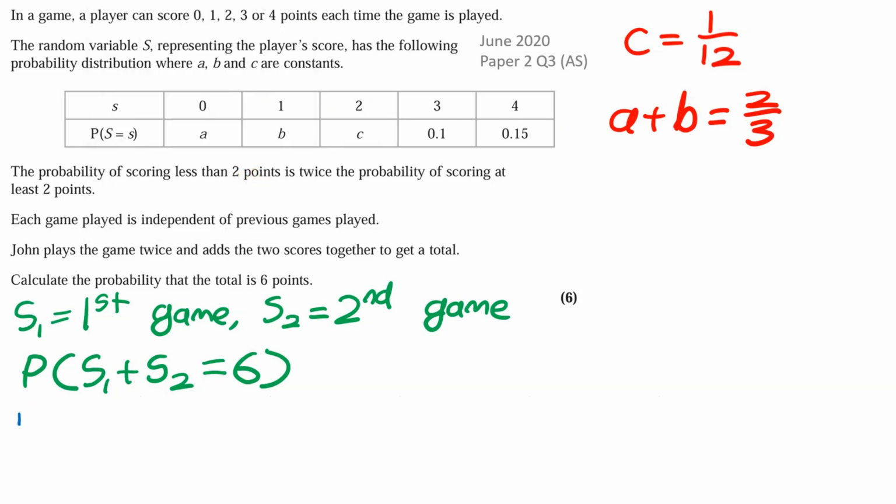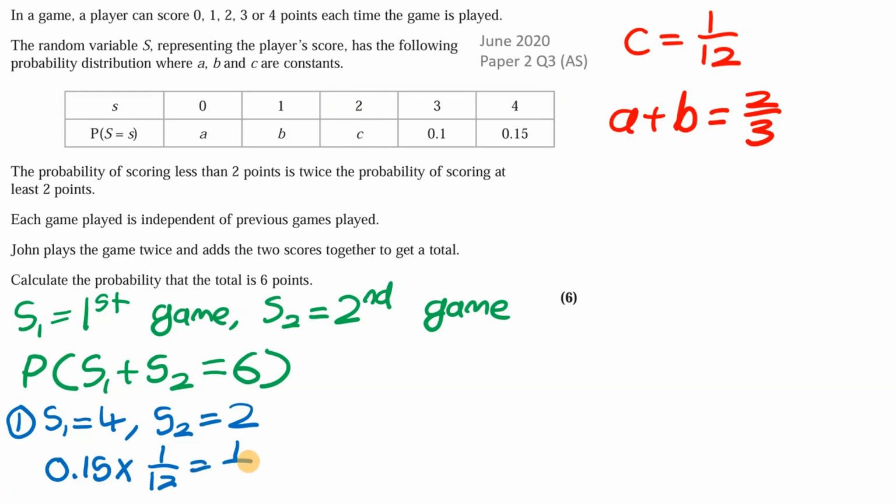So the first possibility is that the score in the first game, S1, is equal to 4, and the score in the second game is equal to 2. This would mean that S1 plus S2 is equal to 6, okay? The probability that S1 is equal to 4 is 0.15, and this is multiplied by the probability that S2 is equal to 2. The probability of it being 2 is C, and we know that C is 1 over 12. If you put this into your calculator, this is 1 over 80, okay?